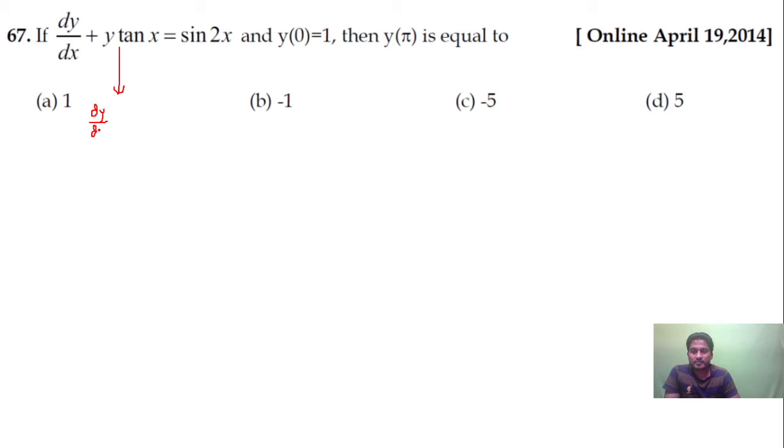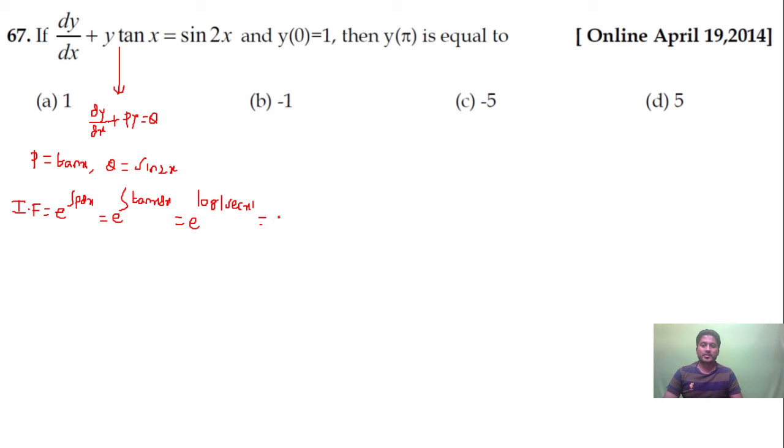This is of the form dy by dx plus py is equal to q. Now p is equal to tan x and q is equal to sin 2x. Now integrating factor is equal to e to the power integral p dx. So this is e to the power integration of tan x dx. Integration of tan x is log sec x. e to the power log sec x will be equal to sec x.